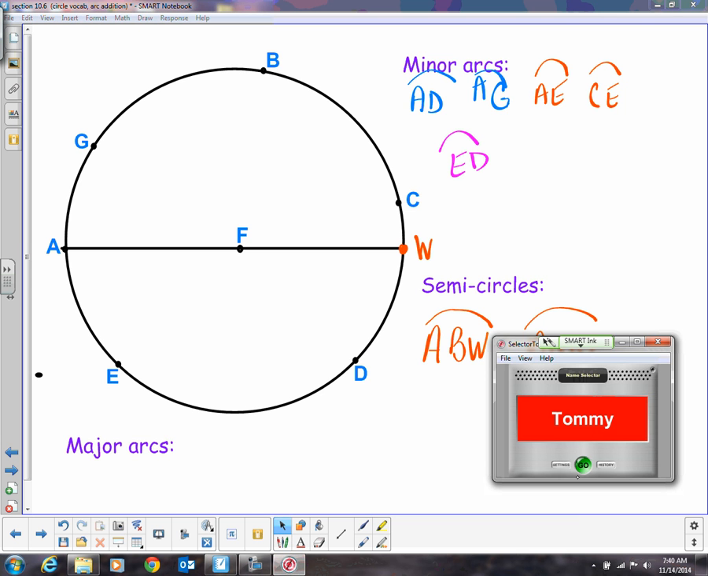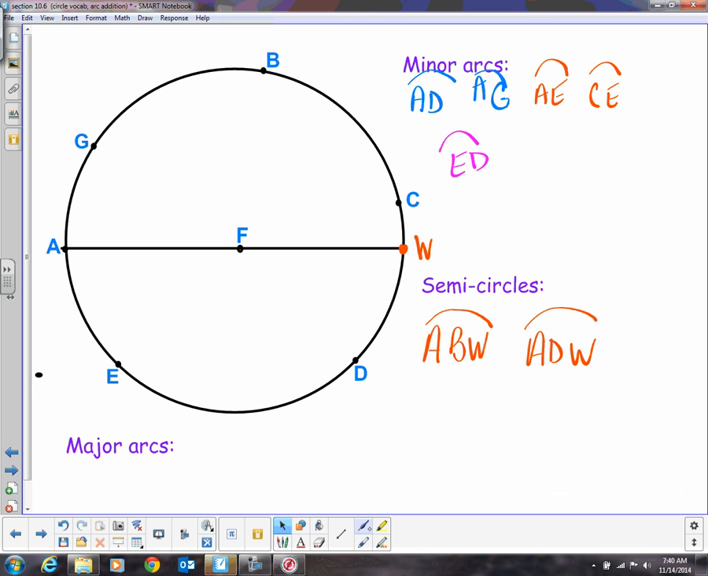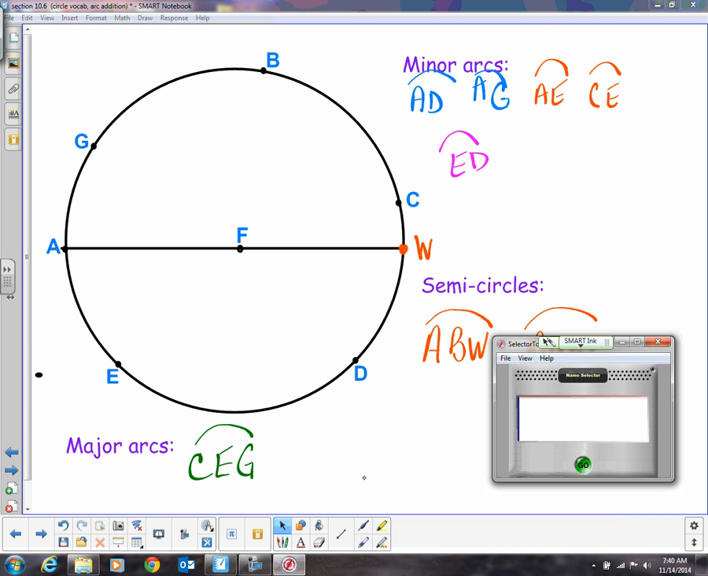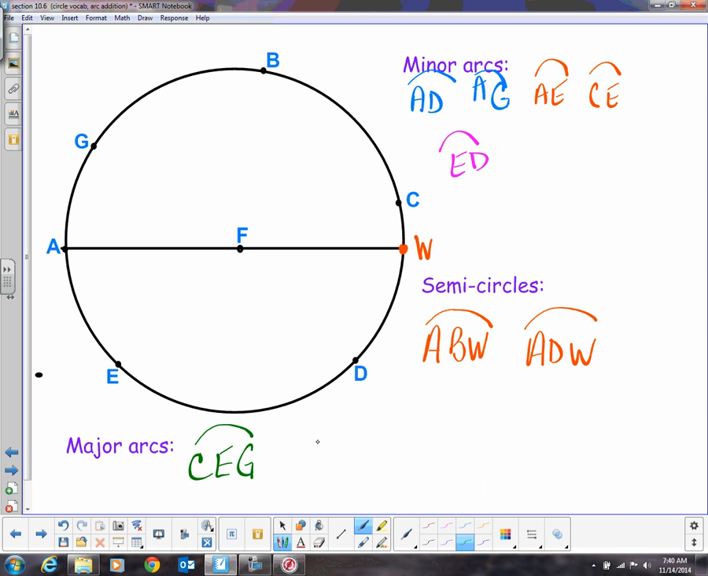Now I need arcs that are bigger than 180. CE, don't stop there. That's not bigger. CE what? CEG is definitely a major arc, over 180. And on these we got lots of these. Tommy? CBD. That means we start at C, we pass through D, we go all the way up over here. That is a major arc.